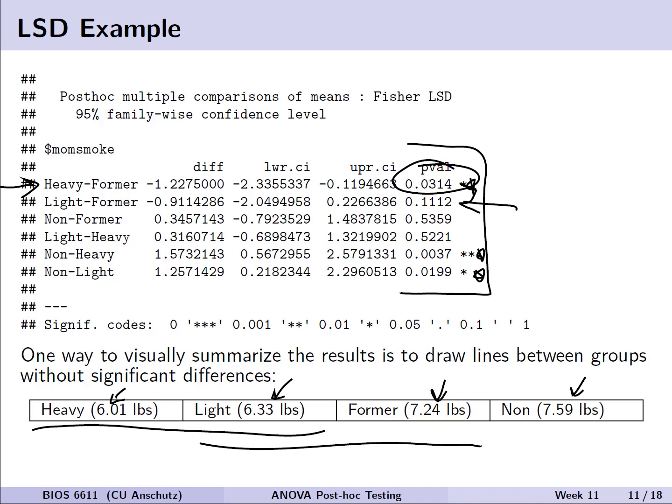However, we don't draw that line over to the never smoker group, because comparing them, we have a p-value of 0.0199, less than 0.05. Finally, we can then draw our final line connecting former and non-smokers, because we do see that they have, again, an insignificant p-value greater than our 95% family-wise confidence level. And we can use this as a quick visual comparison of how groups differ with respect to one another and think of how they might gather into subgroups.